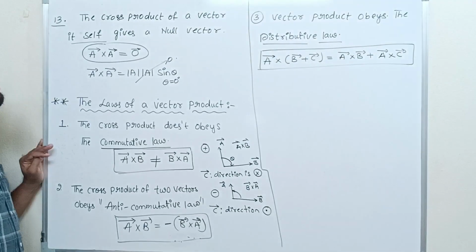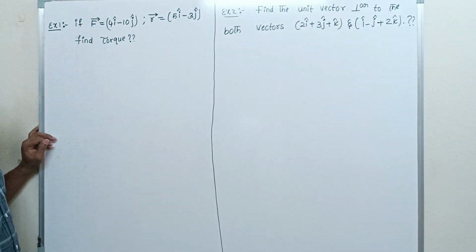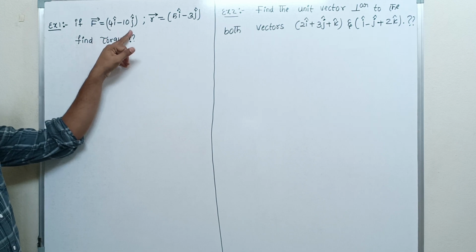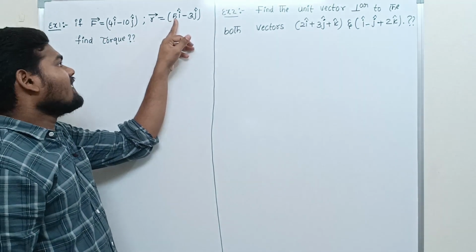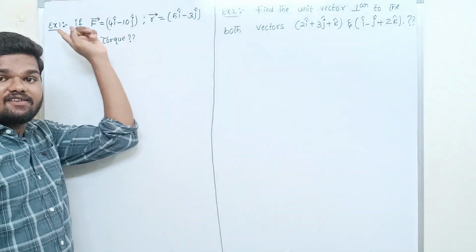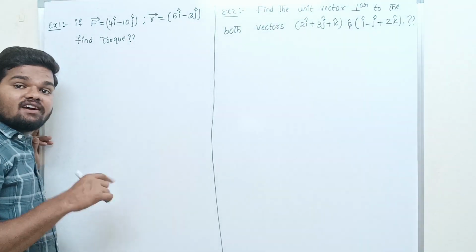So I'm just bringing two examples. Have a look. What is the first example? If F bar is equal to 4 i cap minus 10 j cap and r bar is equal to 5 i cap minus 3 j cap. They have given the force vector and the position vector. So what are they asking? They are asking to find the torque.